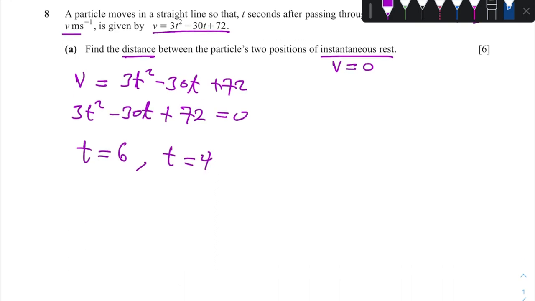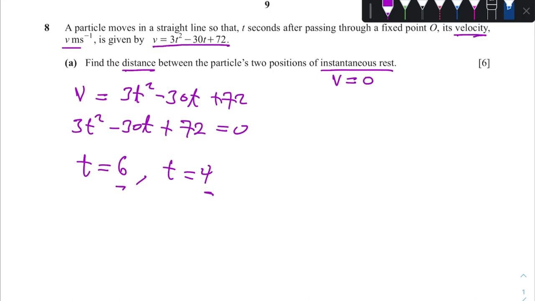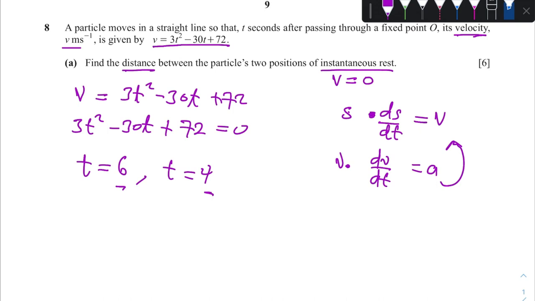All right, now they said that we should find the distance between these two positions, okay? Let's say you have distance, okay? And then you differentiate distance. So you have ds/dt, that is going to give you velocity, okay? And if I have velocity and I differentiate it, dv/dt is going to give me acceleration. So now that means if I integrate acceleration, I'll get velocity. If I integrate velocity, I'll get distance.